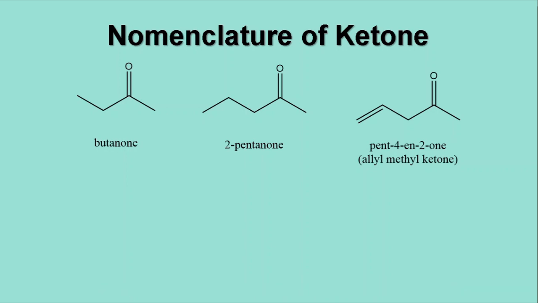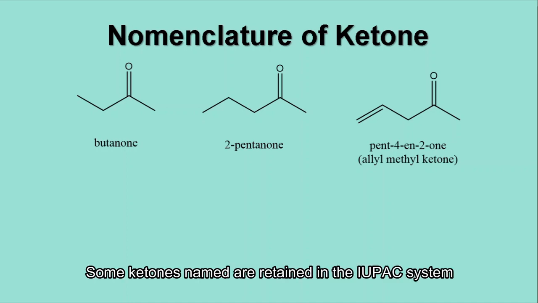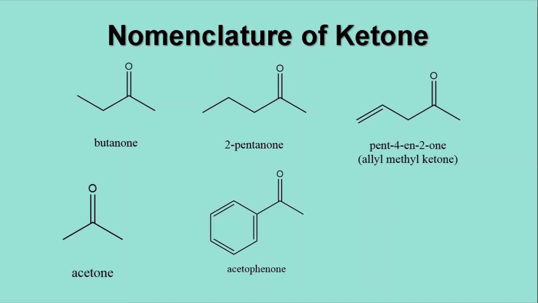For example, pent-4-en-2-one can also be called allyl methyl ketone. Some ketone names are retained in the IUPAC system, such as acetone, acetophenone, and benzophenone.